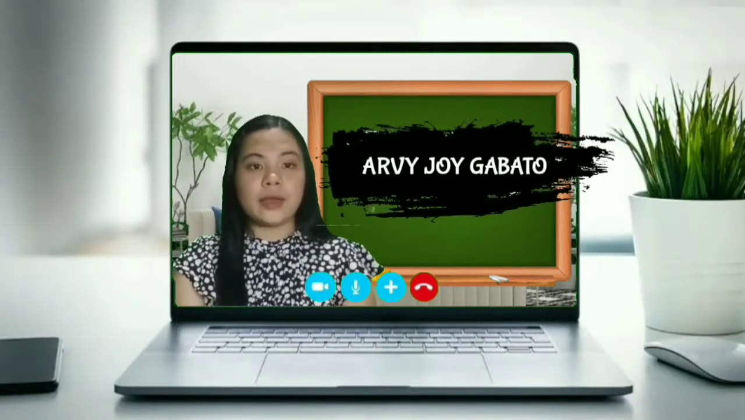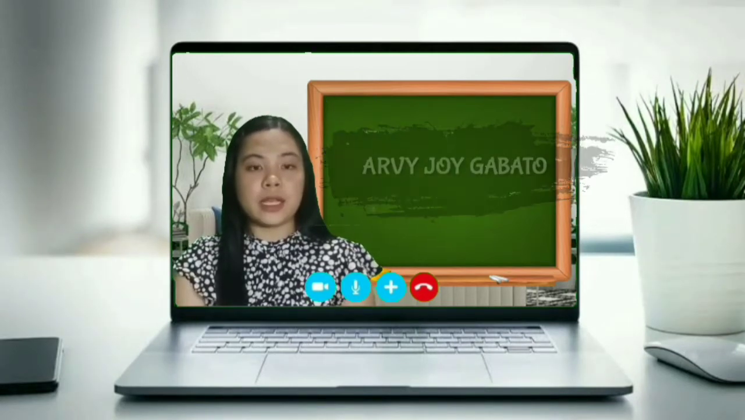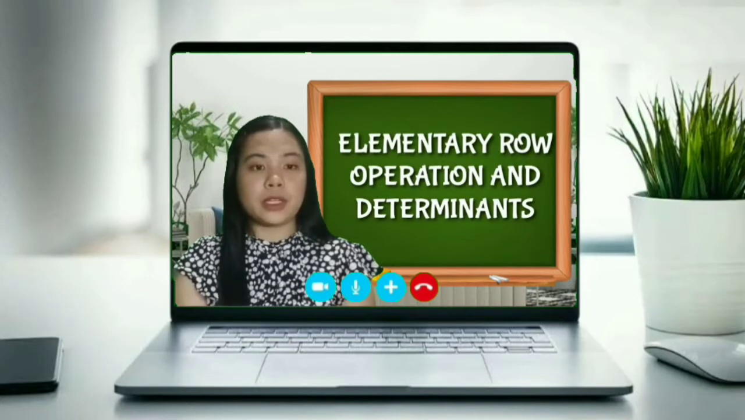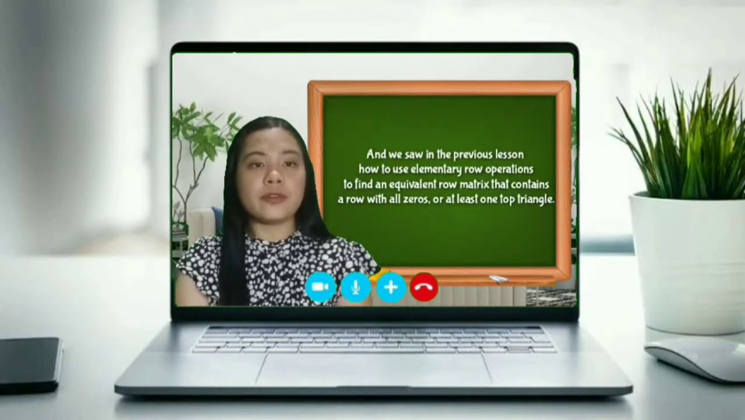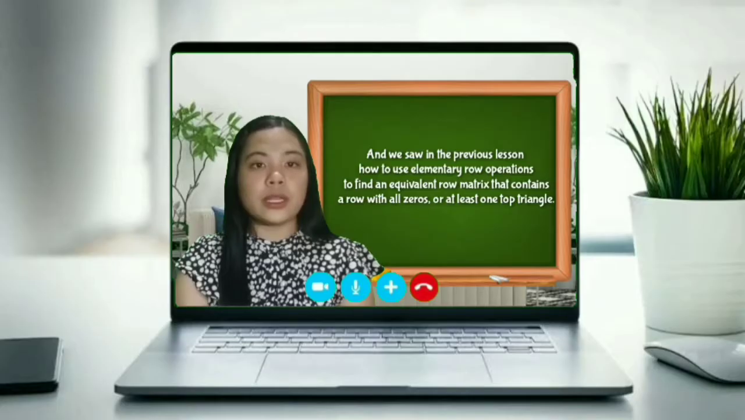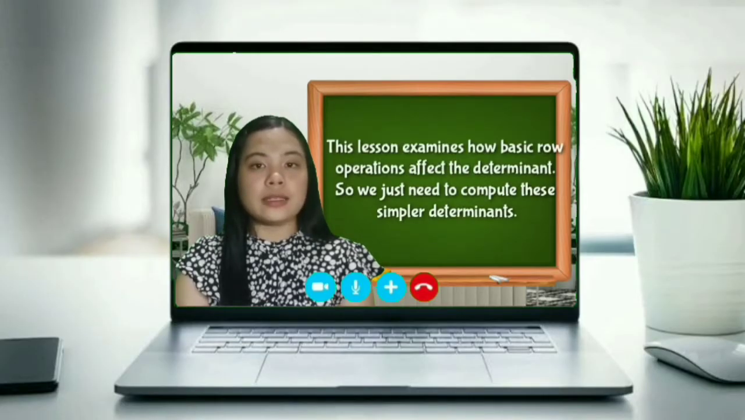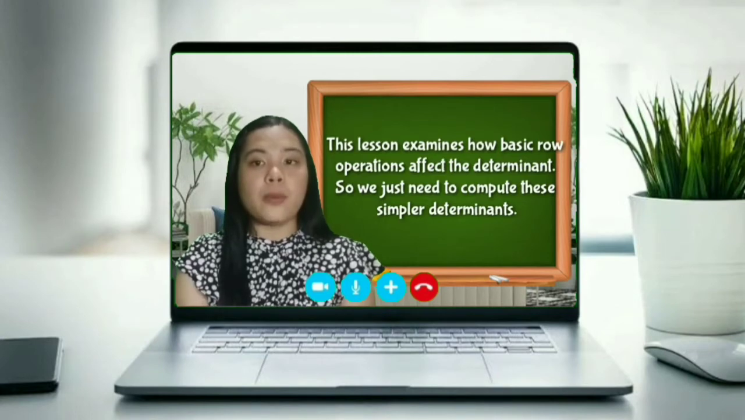Good day everyone, I am RVJ Gapato. I am the second reporter of the topic Elementary Row Operation and Determinants. We saw in the previous lesson how to use elementary row operations to find an equivalent row matrix that contains a row with all zeros, or at least one upper triangle. This lesson examines how basic row operations affect the determinants, so we just need to compute simpler determinants.